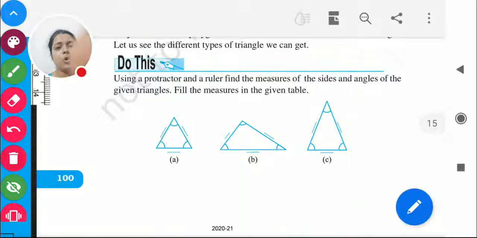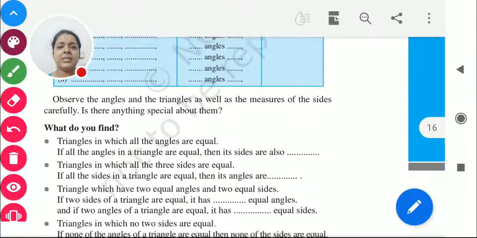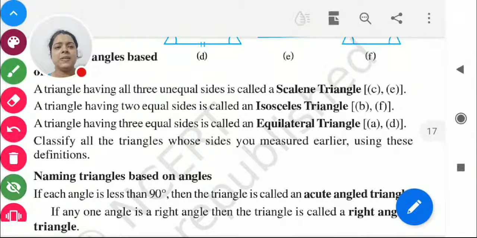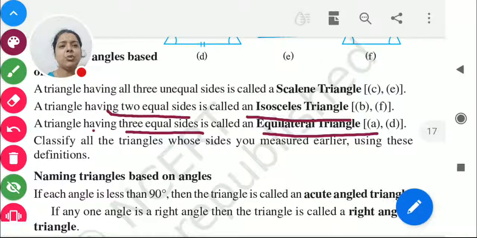So on the basis of the length of the sides, we are categorizing any triangle into three parts. First is equilateral, which has all three sides equal. Isosceles, when it has two equal sides and the third one is different. And third we have scalene, which has all three sides unequal. Three sides are there, but all three are completely unequal to each other.